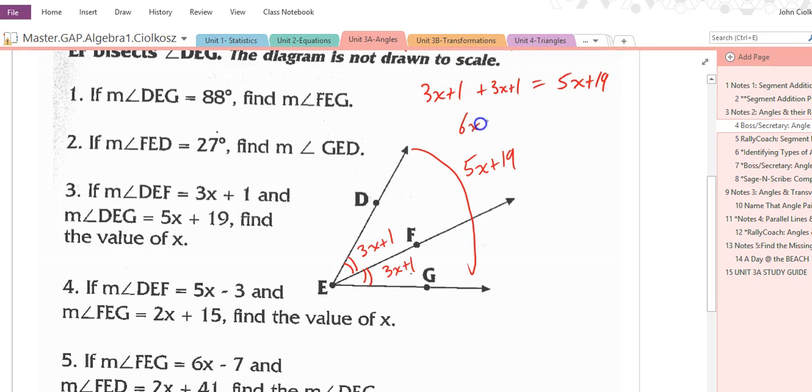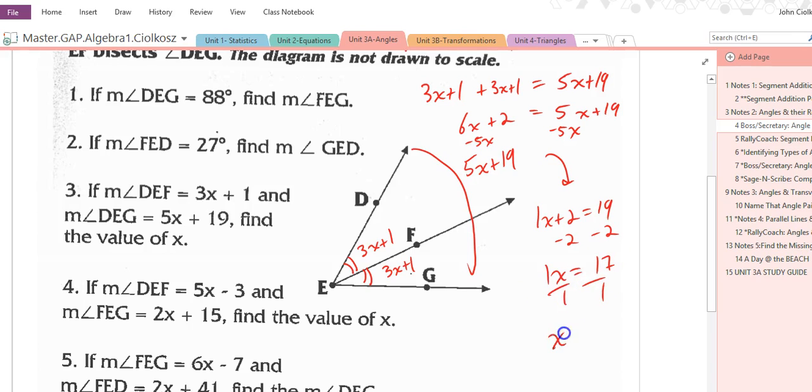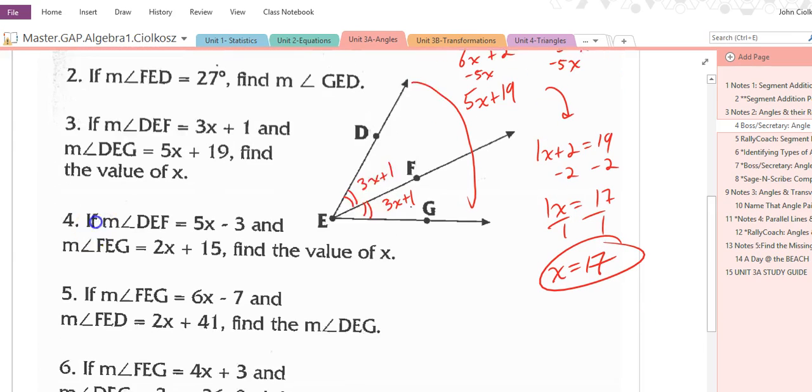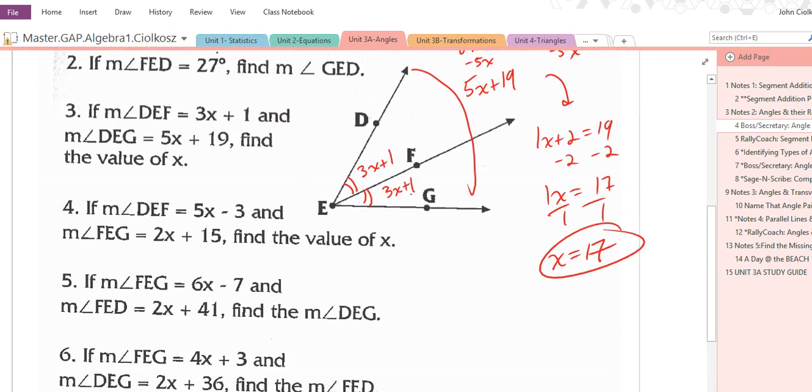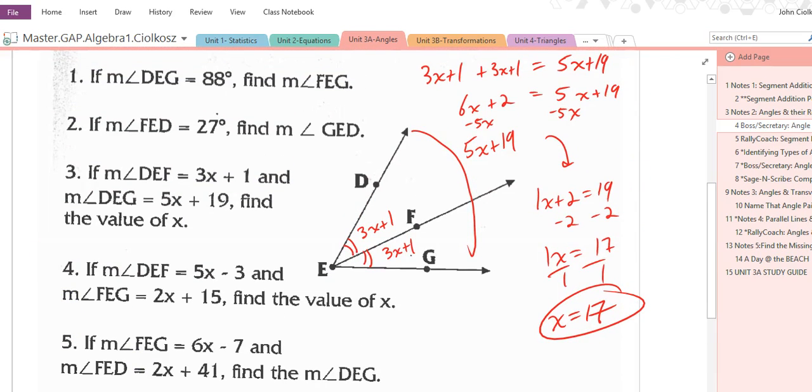Combining, subtracting our variable to the left, here x is 17. You'll notice problems 4, 5, and 6 are very similar, and you could check your answers below. So at this point, you are completing problems 4, 5, and 6.